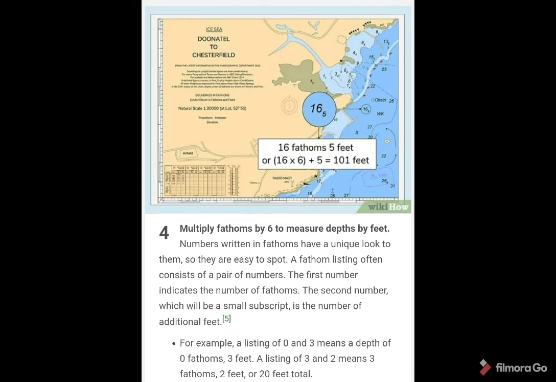Fourth, multiply fathoms by 6 to measure depths in feet. Numbers written in fathoms have a unique look to them, so they are easy to spot. A fathom listing often consists of a pair of numbers. The first number indicates the number of fathoms. The second number, which will be a small subscript, is the number of additional feet.